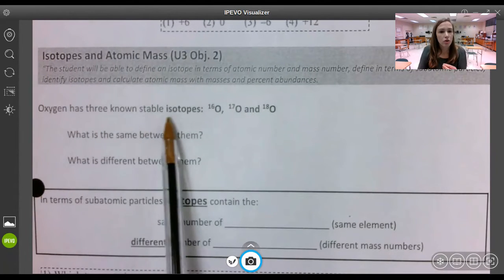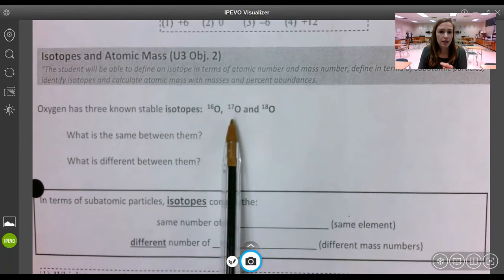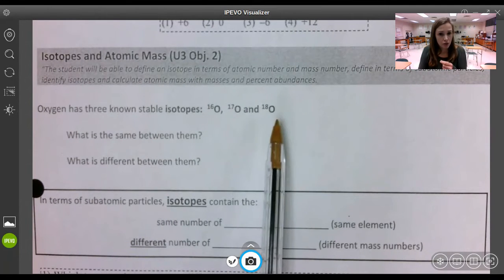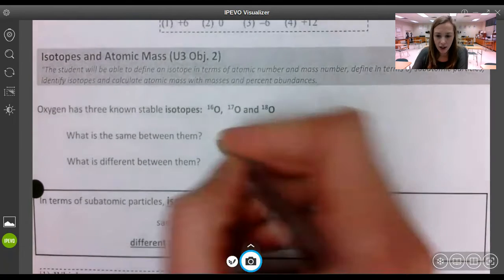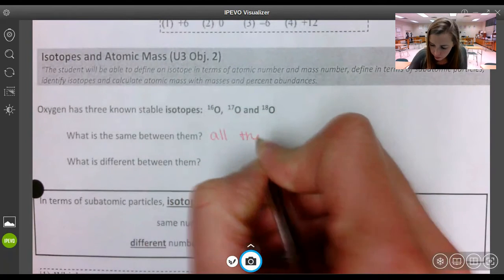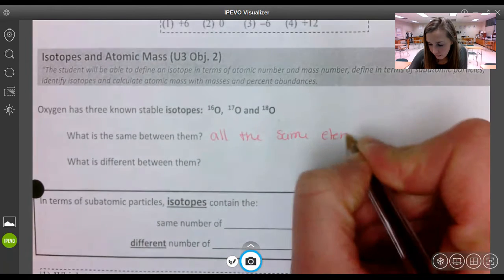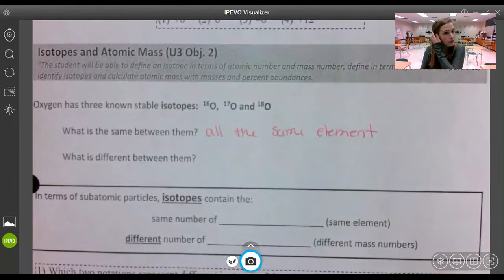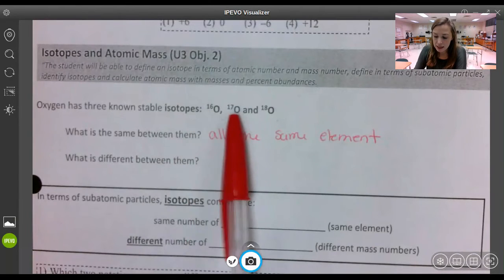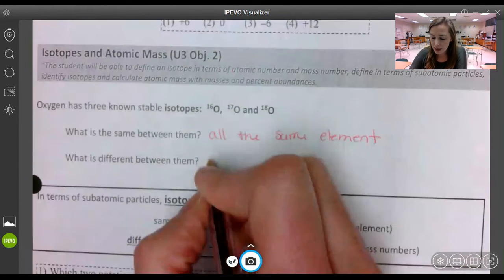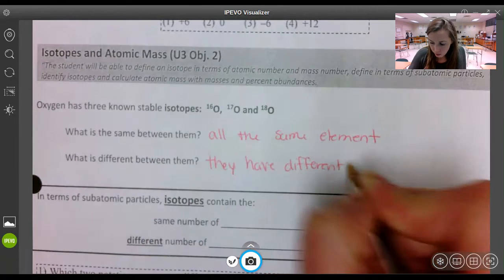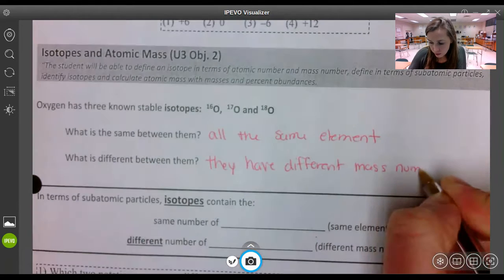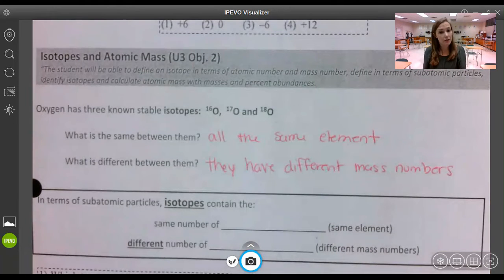Oxygen has three known stable isotopes: oxygen-16, oxygen-17, and oxygen-18. These are isotopes of each other. What's the same between them, or what's their similarity? We can see that they're all oxygen, so they're all the same element. But there's obviously a difference between them. The 16, 17, and 18 are all mass numbers, which means they have different mass numbers. So that's one initial definition of an isotope: they're the same element, but they have different mass numbers.